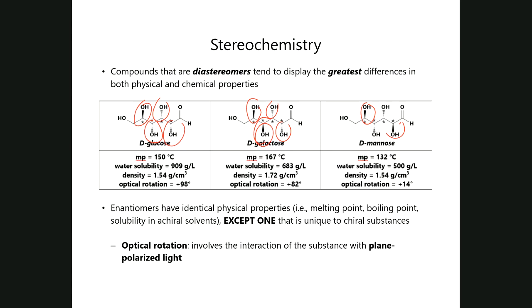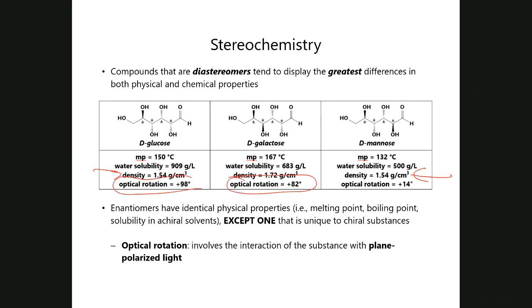So if you observe the properties that are displayed here, their melting points are different. Their solubility in water is reasonably different. Their density, it turns out just by chance that the density of glucose and the density of mannose happens to be the same. The density of galactose is different. And then we need to talk about this little piece over here.